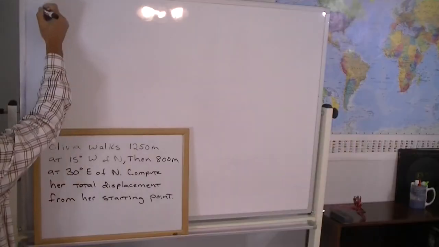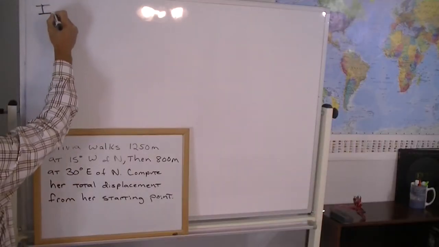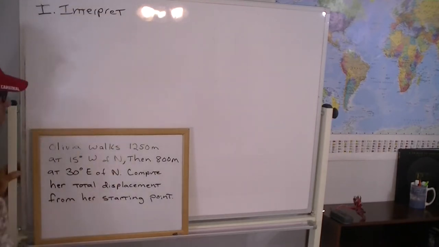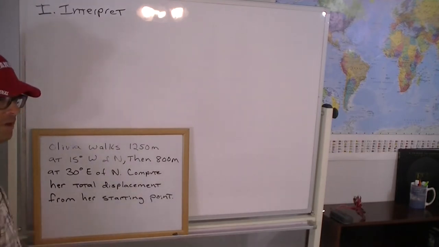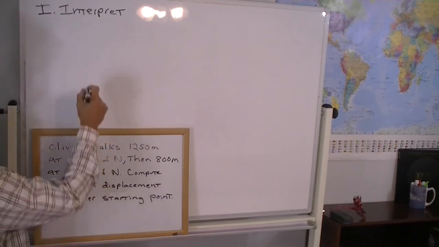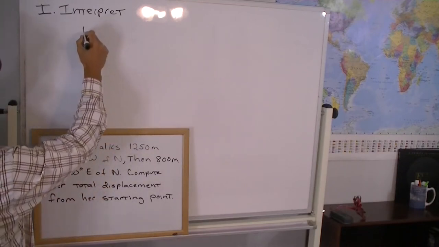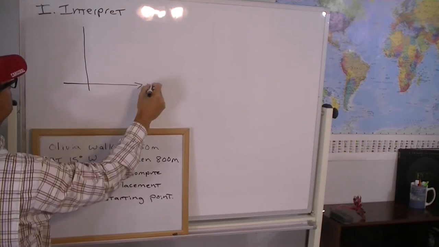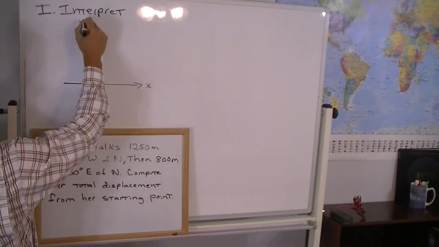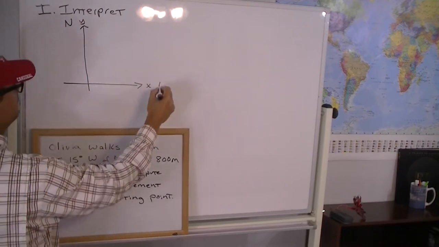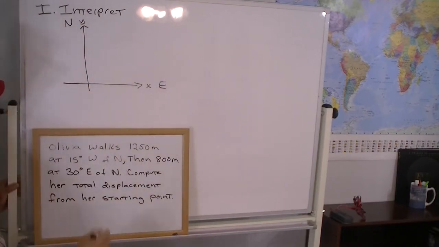Okay, the first step in the idea problem-solving format is to interpret. And the best way to interpret most physics problems is with a simple diagram and also identifying the general principle of physics that's going to be used to solve the problem. So pictures often begin with a coordinate axis. So there's our XY coordinate system. Y corresponds to north on the compass. X corresponds to east on the compass.